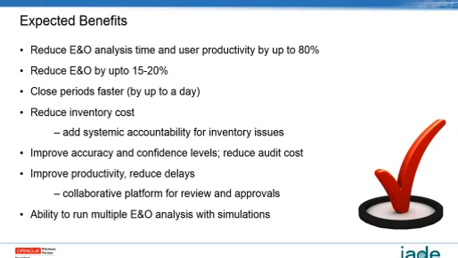Reduce inventory cost. Of course, with accountability, you can see that inventory cost would eventually go down. Improve accuracy and confidence levels, which will reduce your audit cost. Improve productivity and reduce delays. So you can do multiple E&O analyses, and that can also help you reduce your inventory cost by initiating mitigation action well in advance.